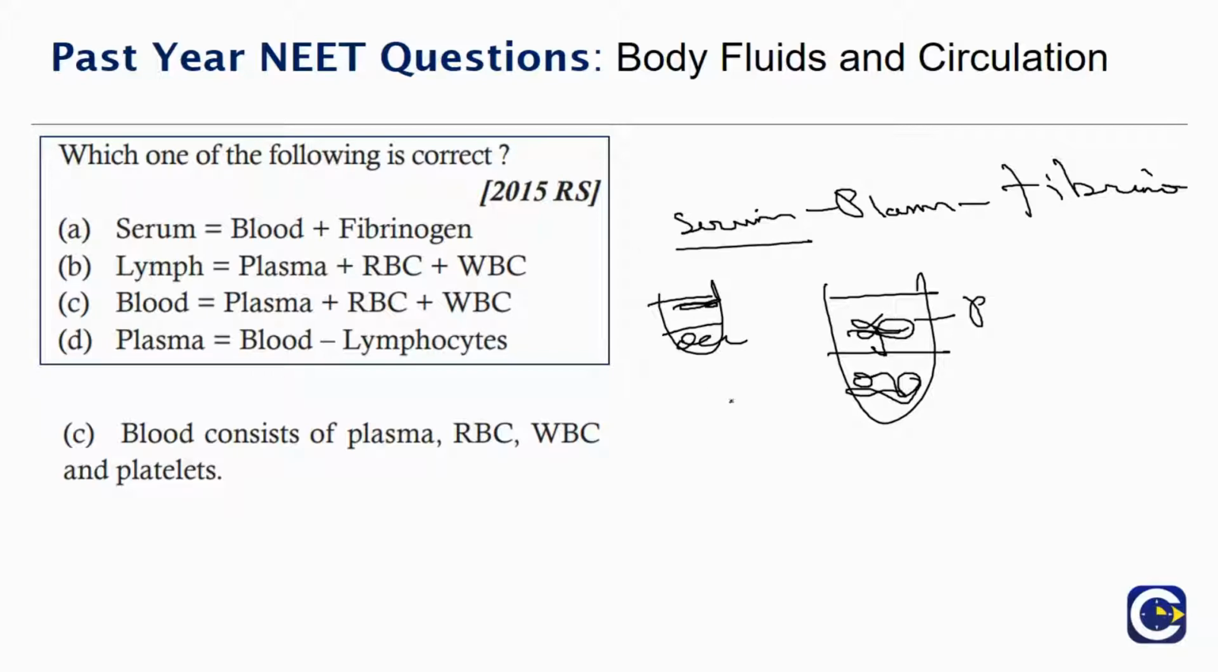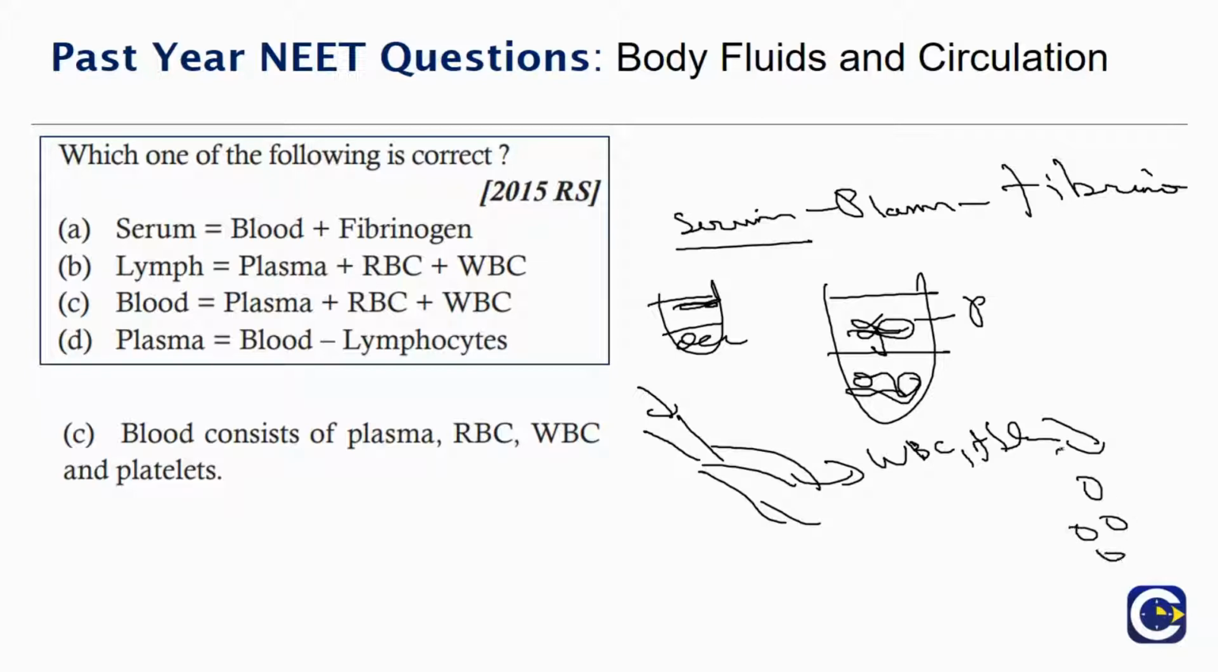What is lymph? When the blood flows through capillaries, some amount of fluid and WBC escape out. This again gets drained into the lymph nodes. Then this becomes lymph. This is extracellular fluid, and does not contain any RBC or proteins. So blood is equal to plasma plus RBC plus WBC. This is correct. Plasma is equal to blood minus lymphocytes. This is also wrong.